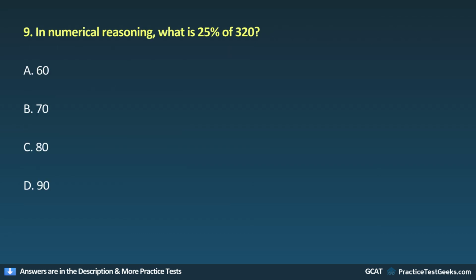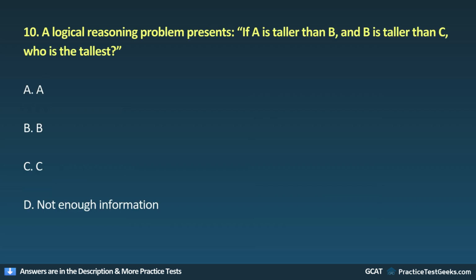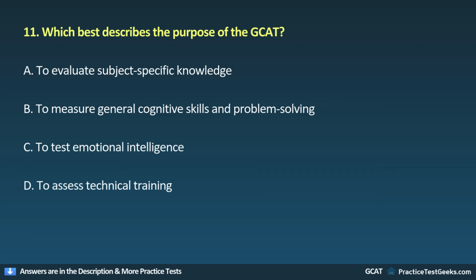9. In numerical reasoning, what is 25% of 320? A. 60. B. 70. C. 80. D. 90. 10. A logical reasoning problem presents: if A is taller than B and B is taller than C, who is the tallest? A. A. B. B. C. C. D. Not enough information.